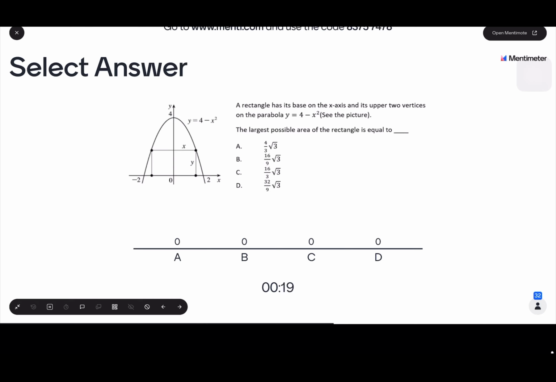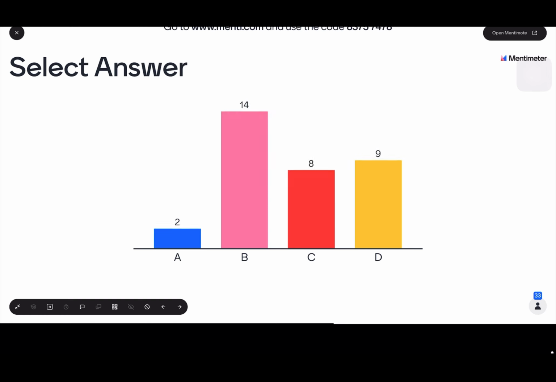Very easy. I think you get the idea. Right? Yeah, it should be 32 over 9. 32 over 9.